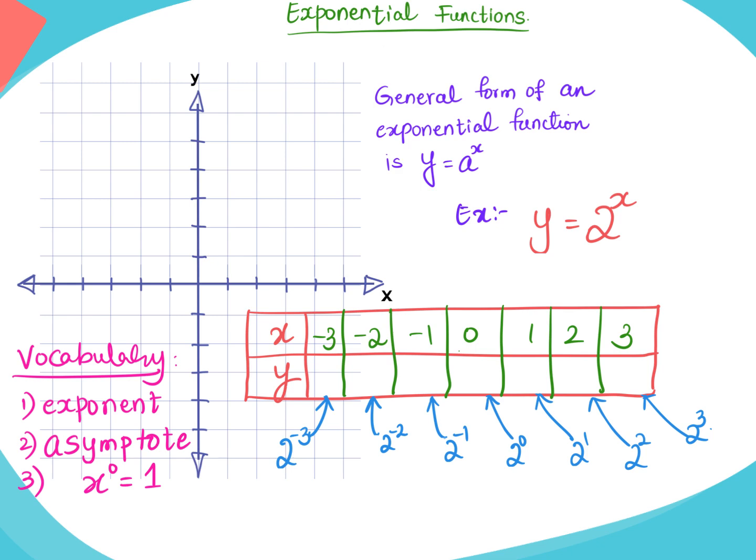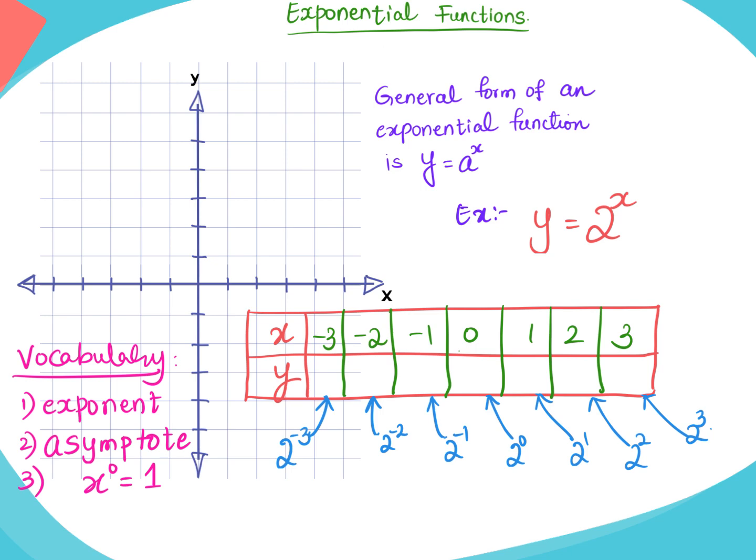Now let's see an example: y equals 2 power x. I created a table, because anytime you want to graph something, you need a table of x and y values. All we are going to do is take those values and plot them on our graph, and then connect the dots to see how it looks.